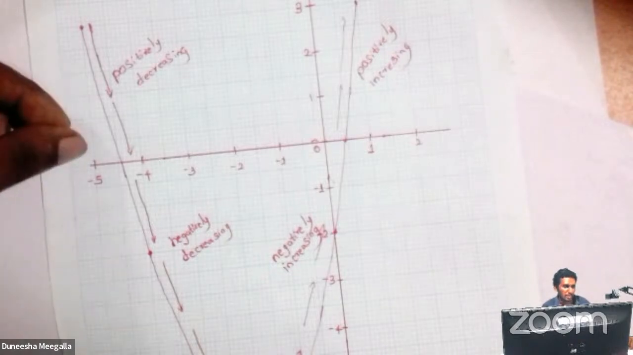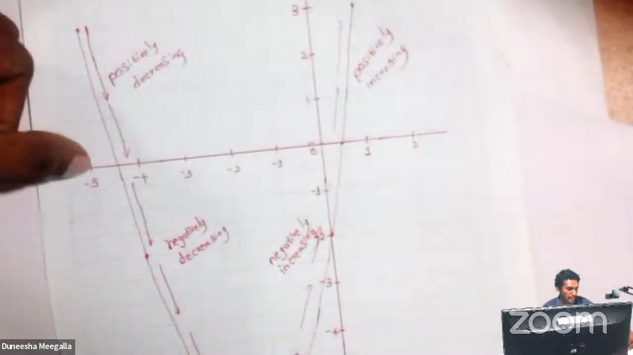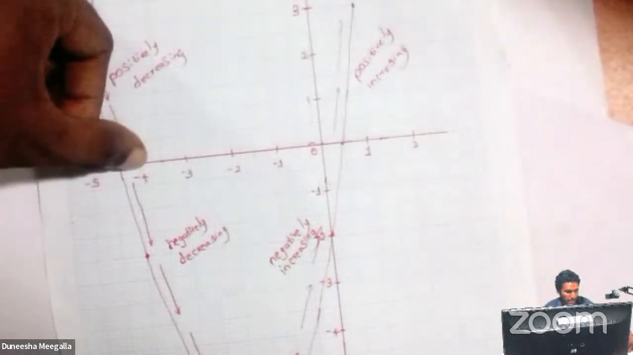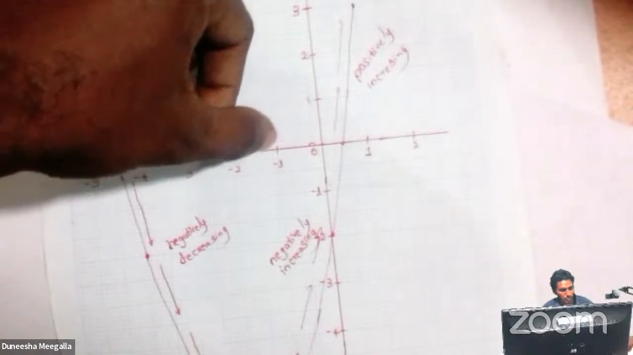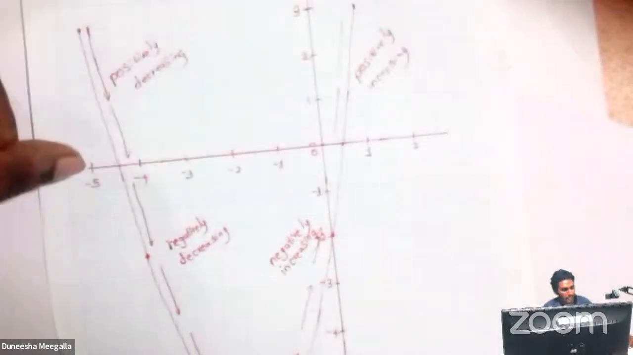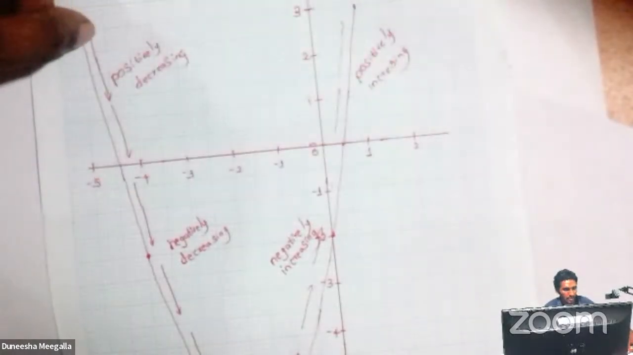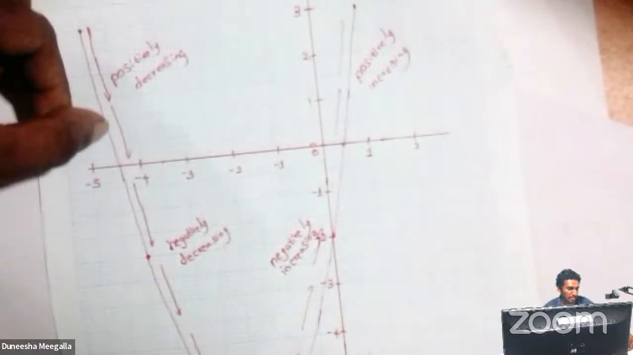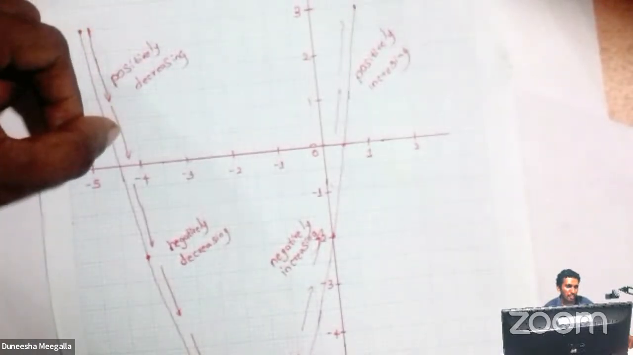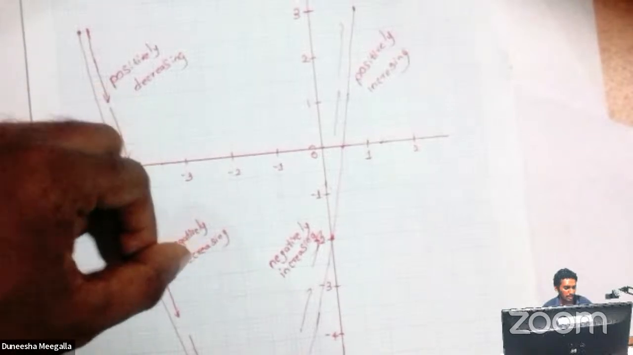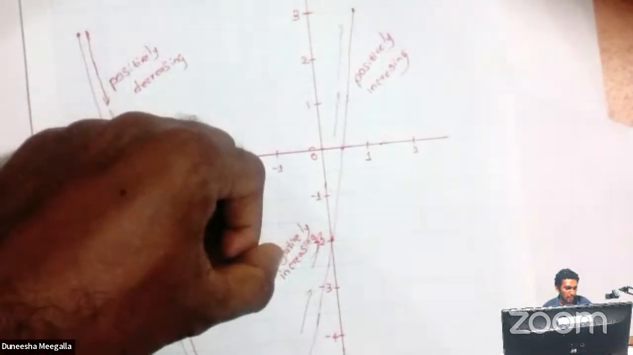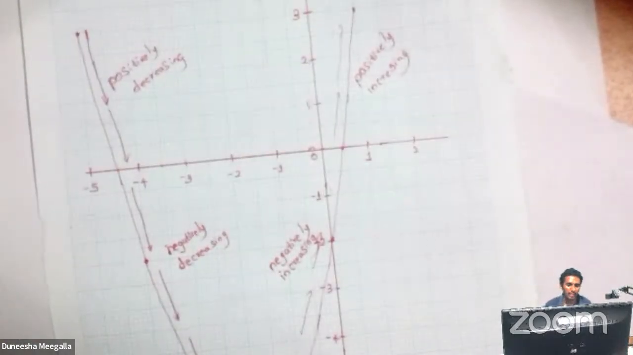Okay. We must remember that from -5, as x increases, x is always increasing. Right? -5, -4, -3, -2, -1, 0, 1, 2. X is increasing. Okay. Then y changes. Y positively decreases, then negatively decreases, negatively increases, positively increases. It changes like that. Okay.